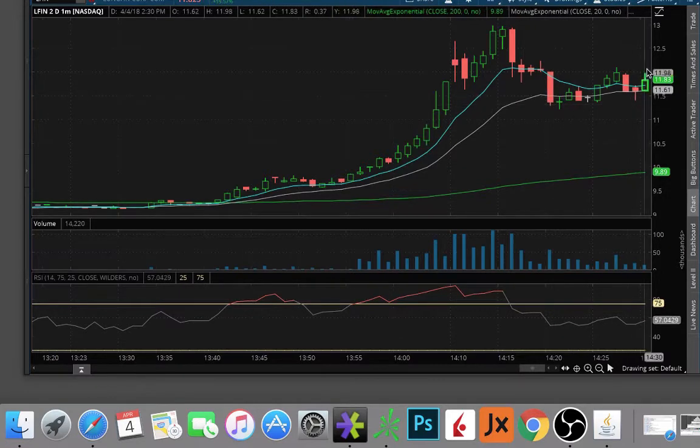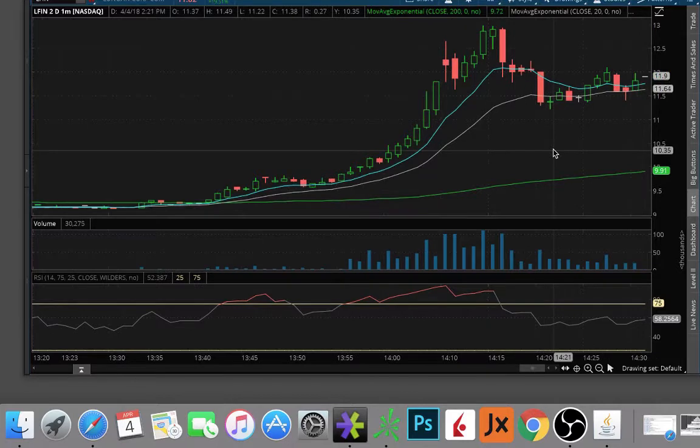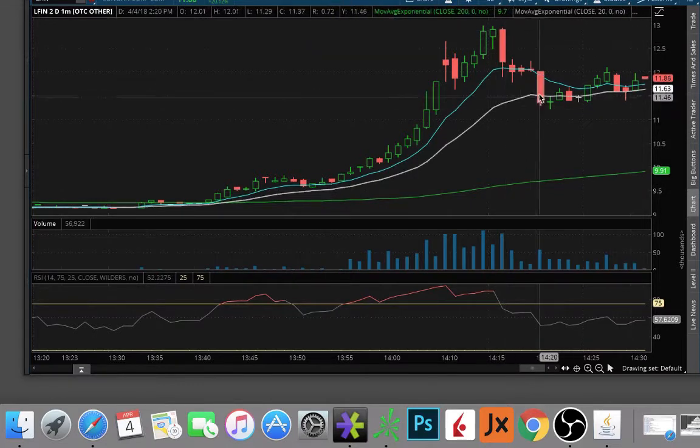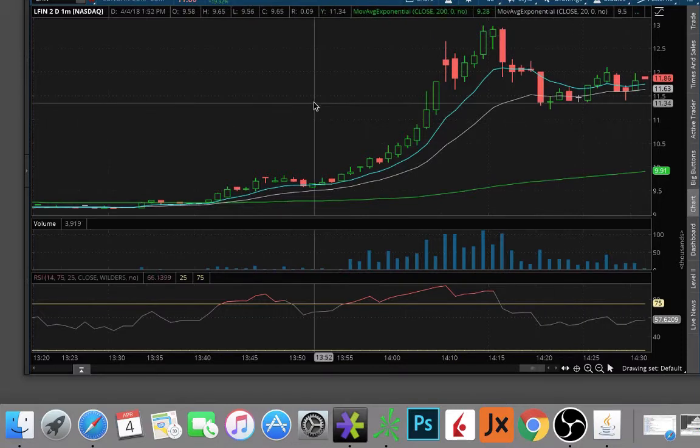And you can see right now it's still going. So right now it's consolidating. This thing could push back up through the highs and keep going. I mean, it's down so much off of its lows, but I played it for what I wanted. I captured about $1.50 a share off of it. And so yeah, that was a nice way to close my day.